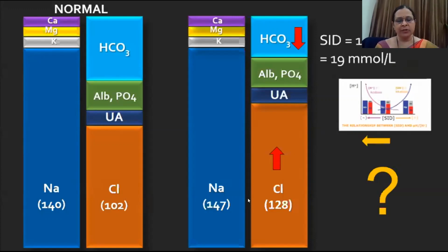Now the question comes to your mind. We have given saline and it contains equal amounts of sodium and chloride. So both should have gone up together. Why did the SID decrease? That's a natural question that we would have. To understand that, let me illustrate.